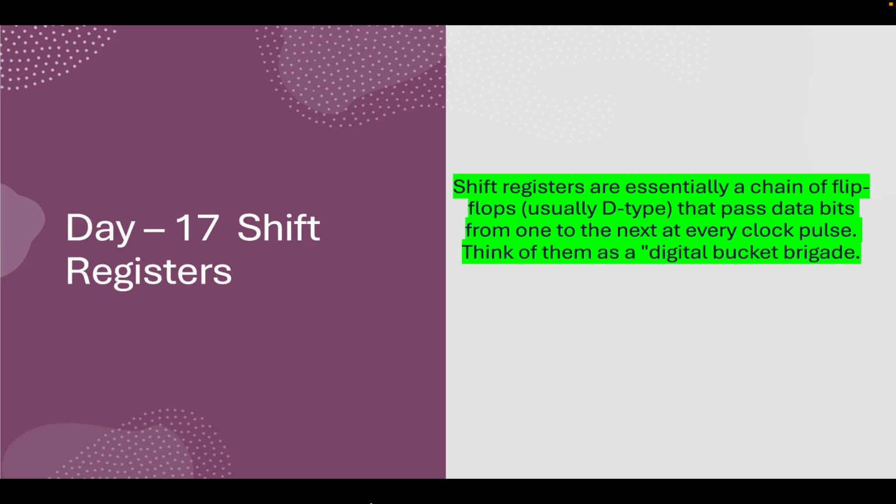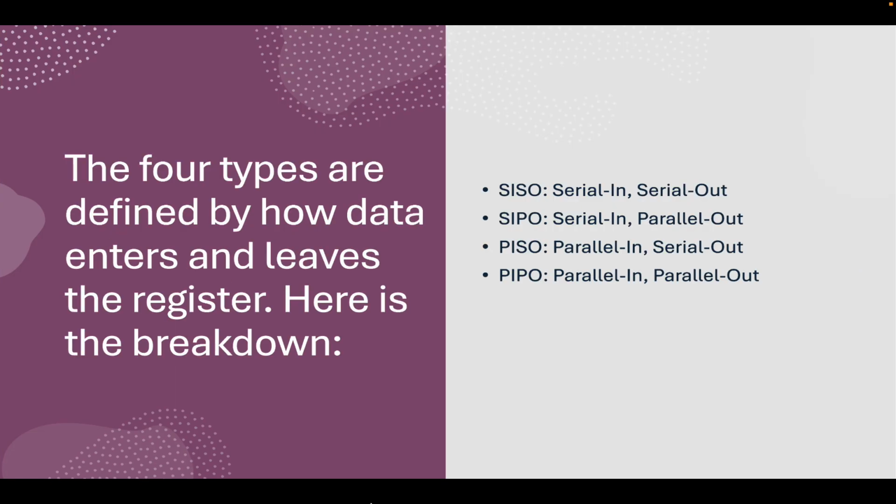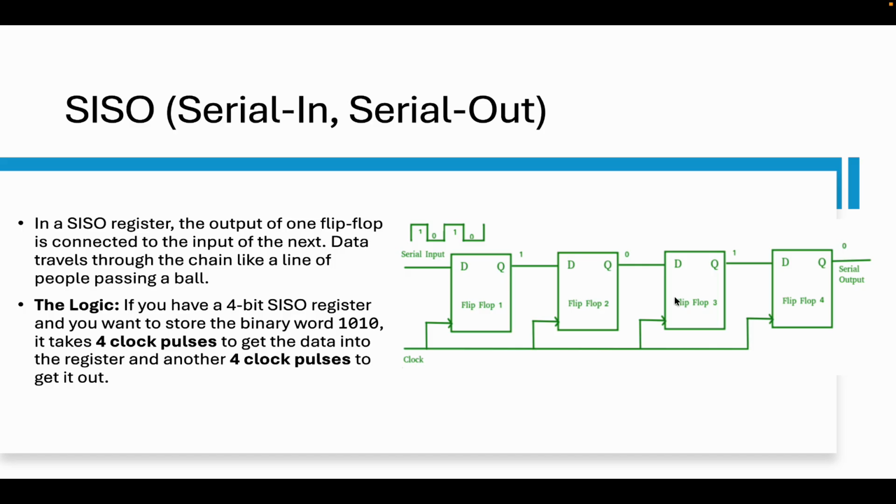What I mean to say here is shift registers hold the data for a very small amount of time, and they change the way it is taken in and taken out. So we have different combinations of it. The four types are defined by how the data enters and leaves the register: SISO, serial in, serial out; SIPO, serial in, parallel out; PISO, parallel in, serial out; and PIPO, parallel in, parallel out. Here, what matters the most is the number of clock cycles it takes to perform this operation. Let us see each one of them.